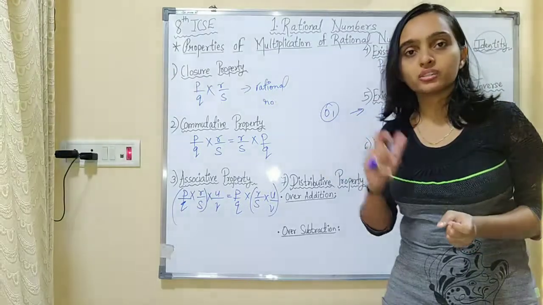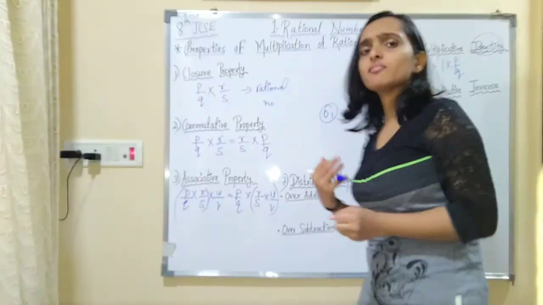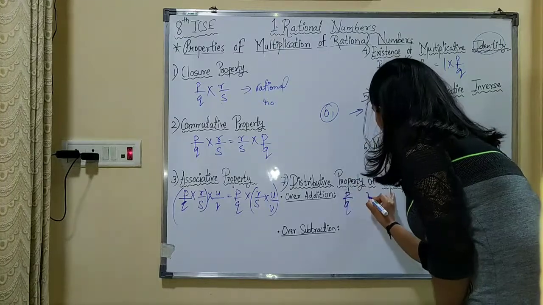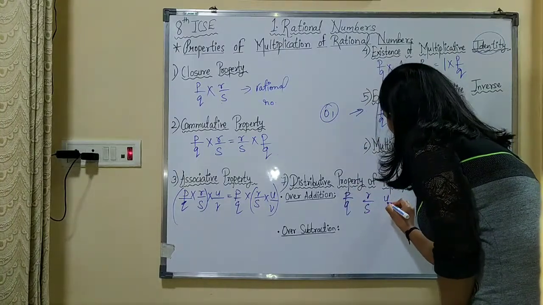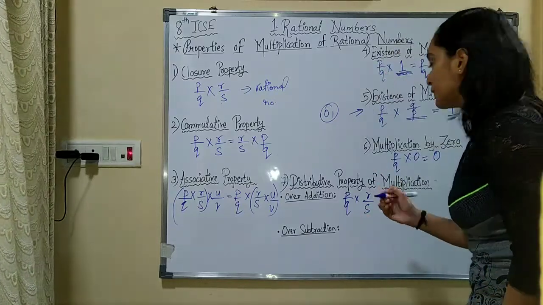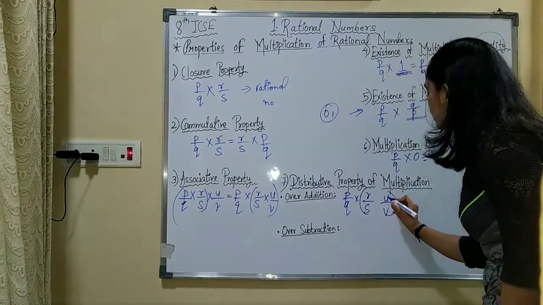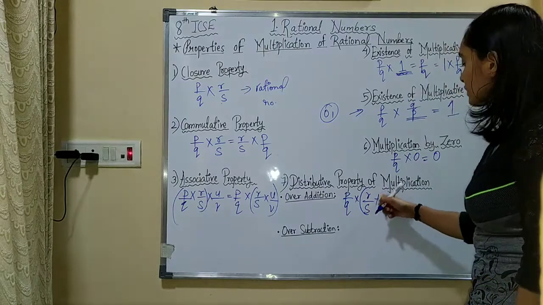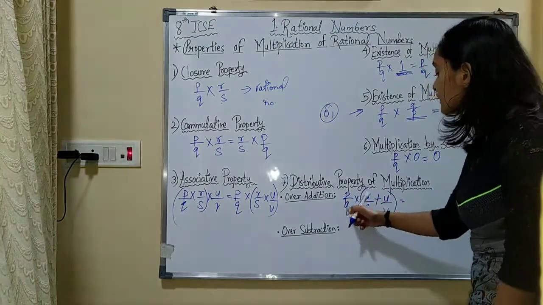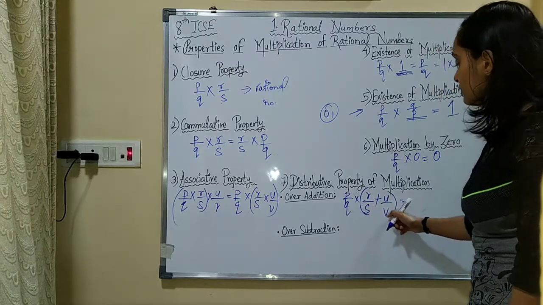One is over addition and one is over subtraction. If you have three rational numbers, say p upon q, r upon s and u upon v, then when p upon q is multiplied by the addition of r upon s and u upon v, this rational number is distributed with these two rational numbers.